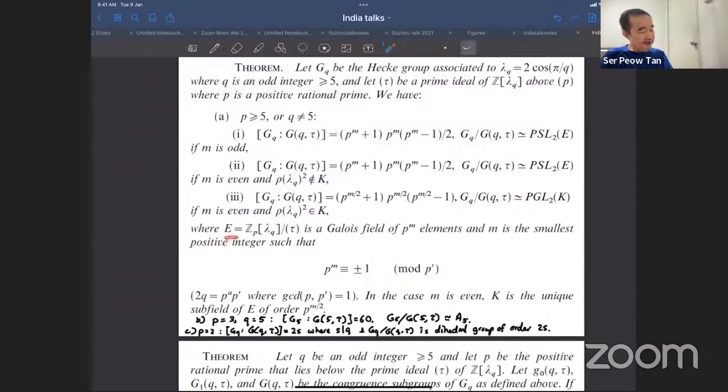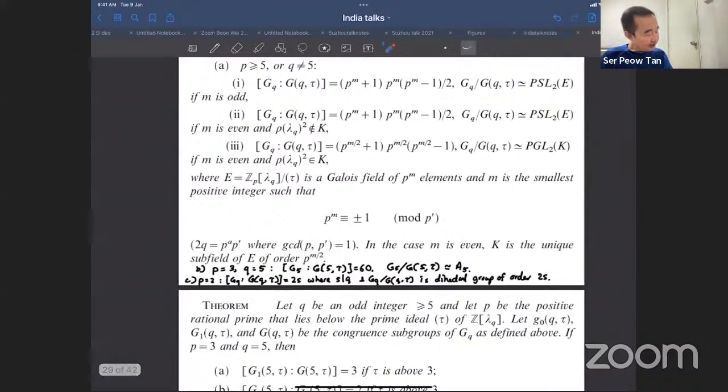E is actually the field Z_P gamma Q over tau. It is a field with P^M elements, and if M is even, then there's a unique subfield of order P^(M/2). So these things give you the index, and we also tell you the structure of the quotient group. The quotient group is actually of the form PSL2(E) or PSL or PGL2(K).